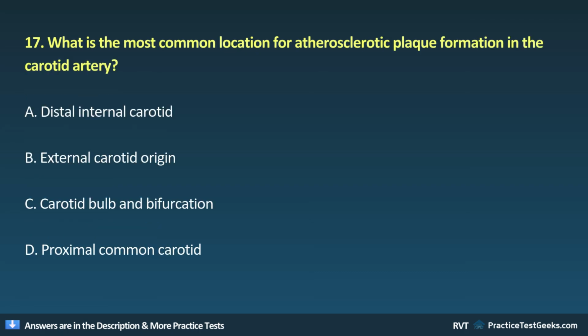17. What is the most common location for atherosclerotic plaque formation in the carotid artery? A. Distal internal carotid. B. External carotid origin. C. Carotid bulb and bifurcation. D. Proximal common carotid.